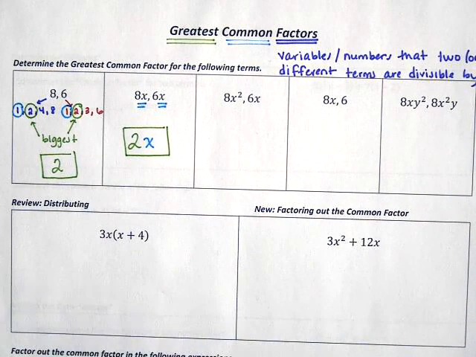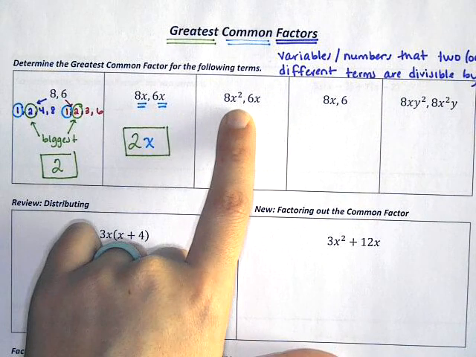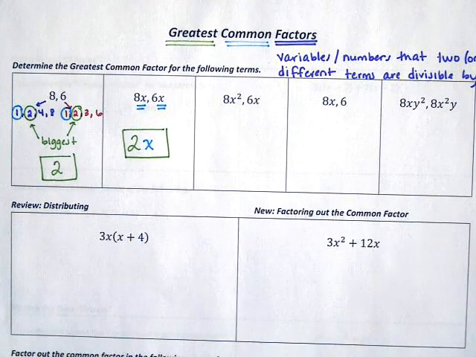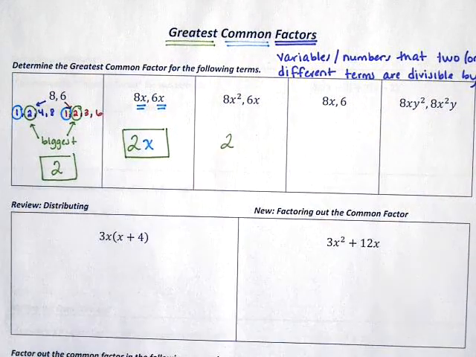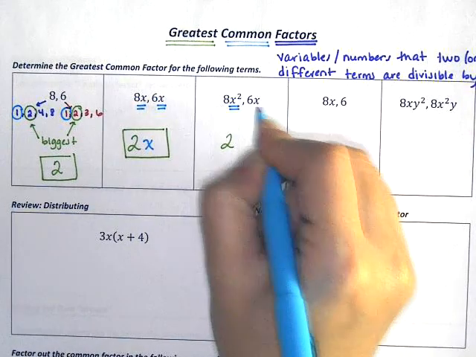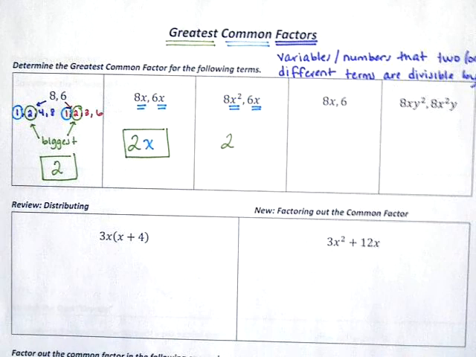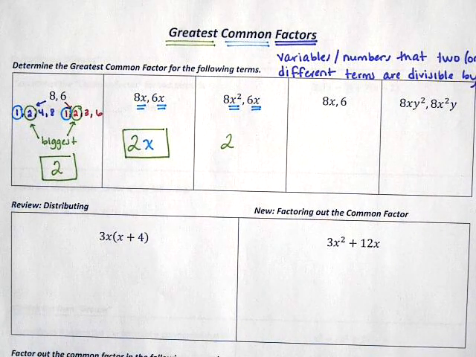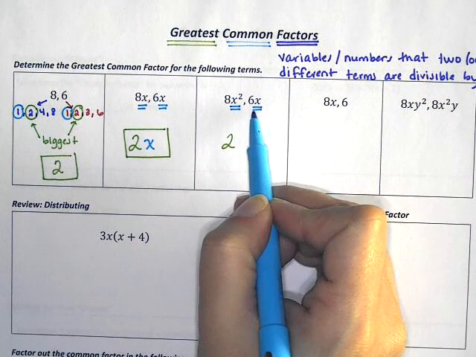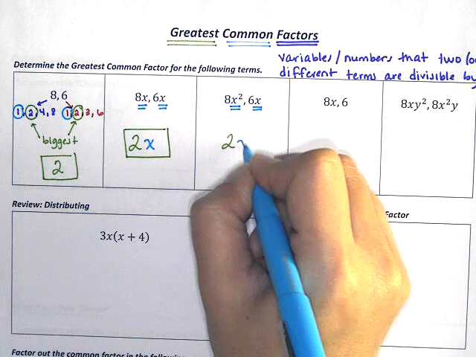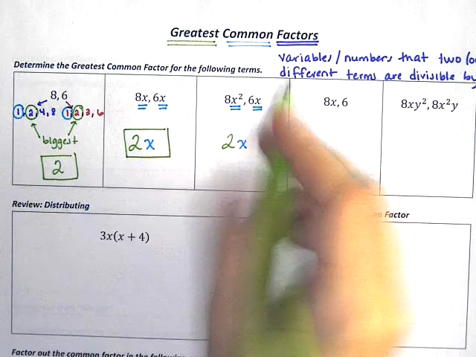Now what if we changed this to 8x squared and 6x? Well, we're still dealing with an 8 and a 6, so the number that goes into both of those would be 2. But now this time, this guy has 2 x's and this guy only has 1. Now we want to be in common. That means we want to be the same. Well, we only have in common that we both have 1 x. We can't say we both have 2 x's because this guy doesn't, but we both have at least 1. So we would put x here as part of our common factor.